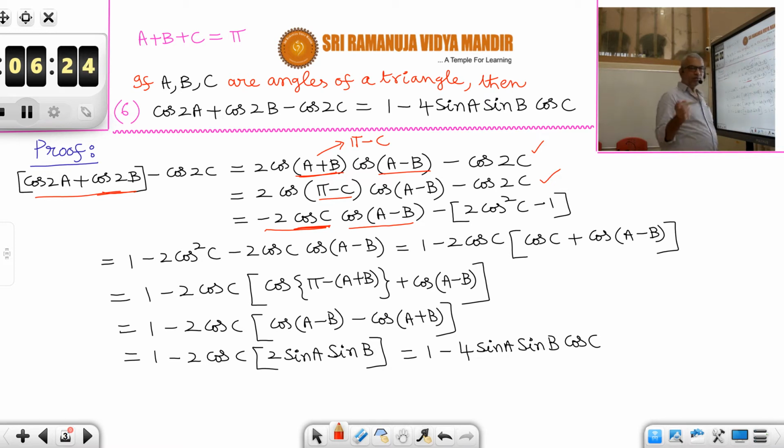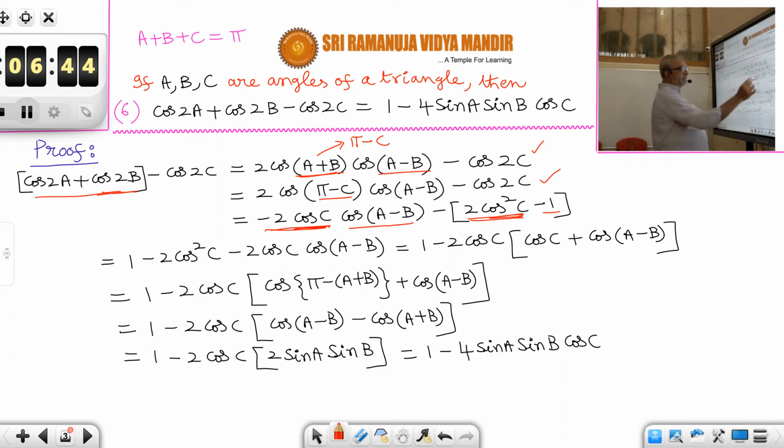Out of the 4 formulas, which formula has cos C? Cos 2C is equal to 2 cos square C minus 1. In that you find 2 cos C there. So that is why here also 2 cos C is there. So let us use this formula: 2 cos square C minus 1 in the bracket for cos 2C.